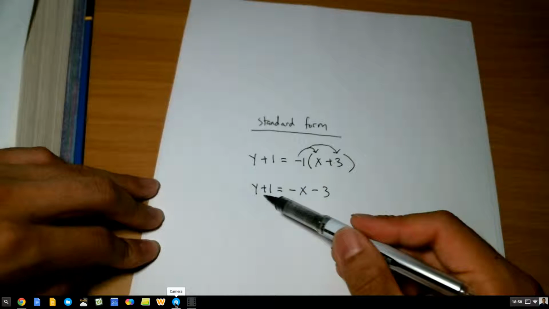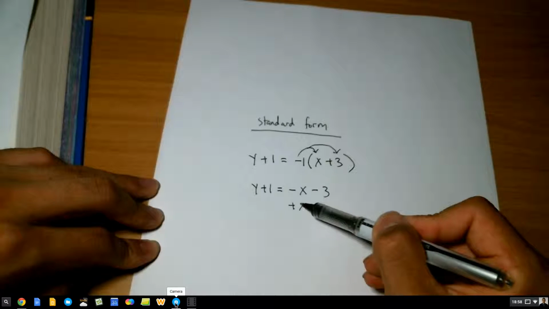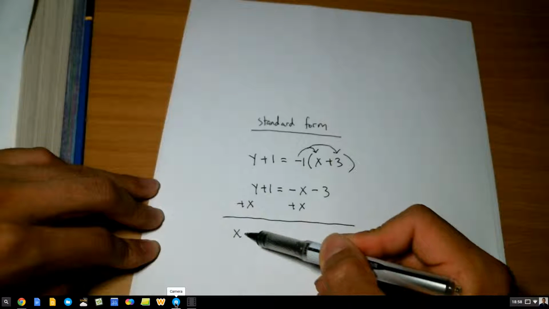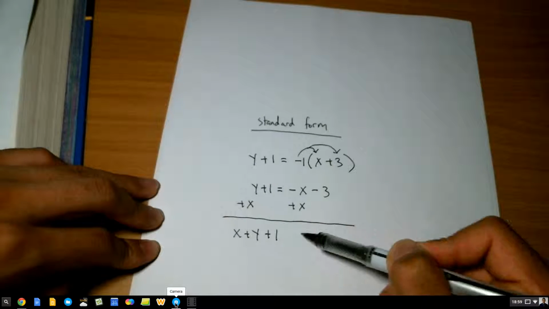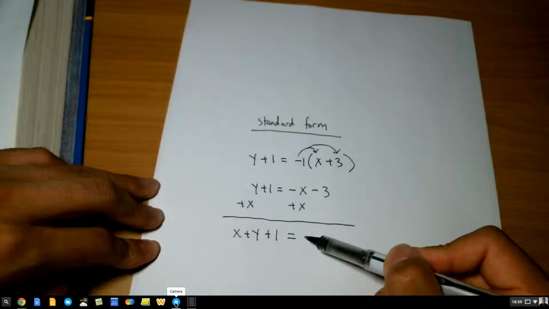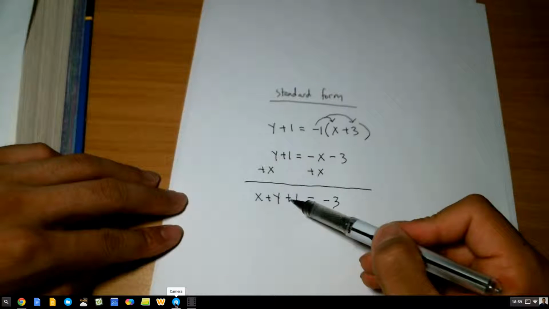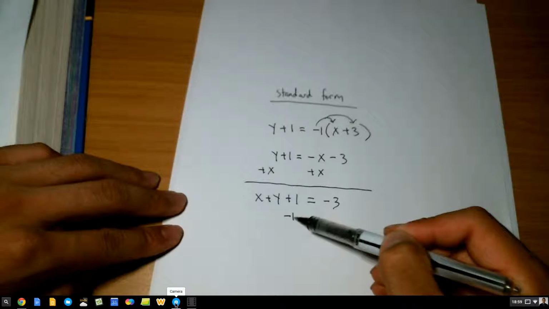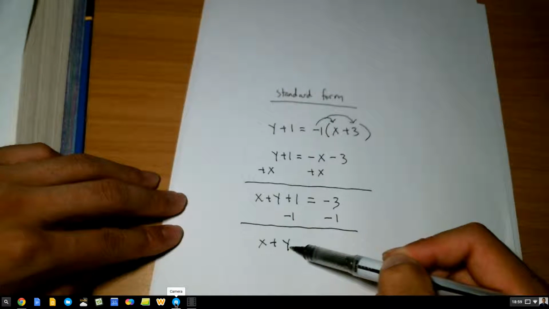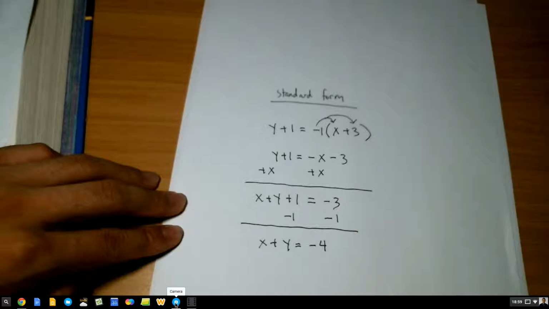Now we have to get x and y on the same side. So let's get this x over to the other side. So plus x, we end up with x plus y plus 1 is equal to negative x and x, they both become 0, minus 3, negative 3. And now let's move the 1 over to the other side. So minus 1, x plus y is equal to negative 3 minus 1 is negative 4.